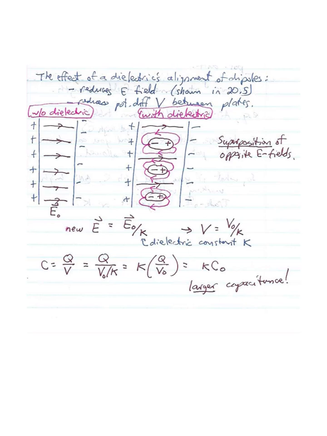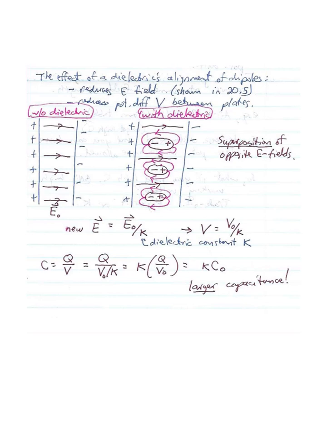And here's the effect of the dielectric's alignment of dipoles. So you can see here on the left is without a dielectric, you've got the electric field that goes straight from positive to negative. But you put these polarized molecules in and they will turn. So the positives will turn towards the negative on the plate. The negative side of the dielectric material will turn to face the positive plate. And what you get is additional electric field added.